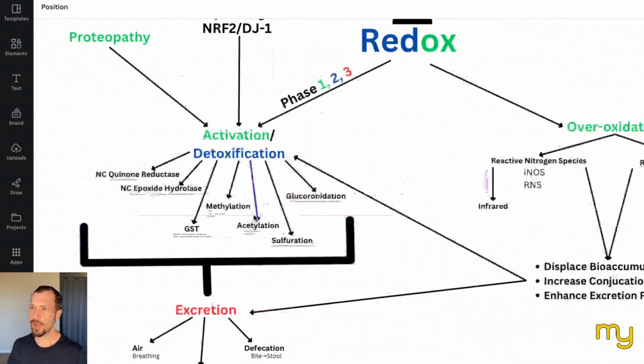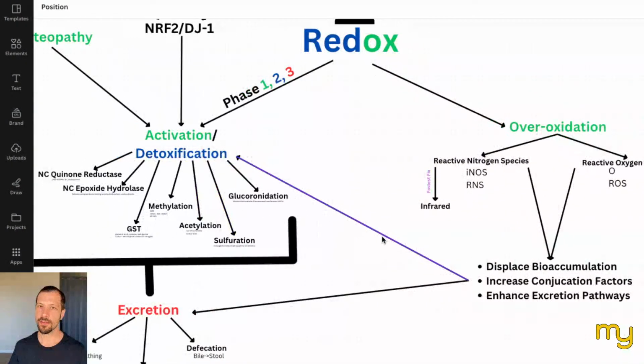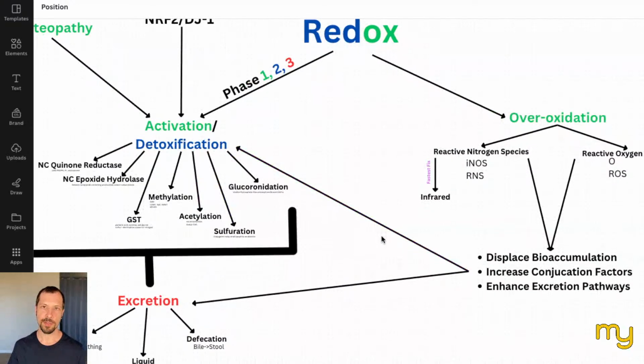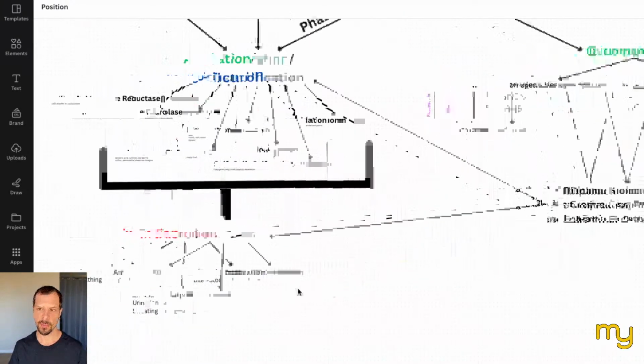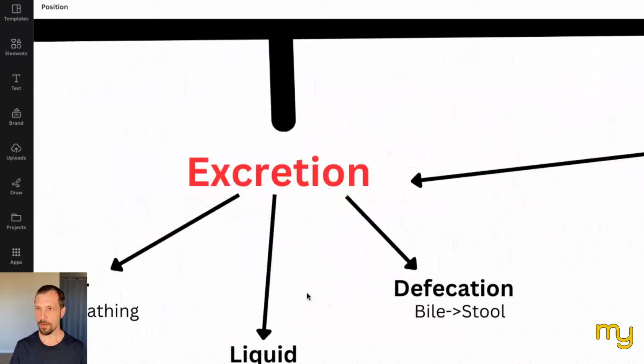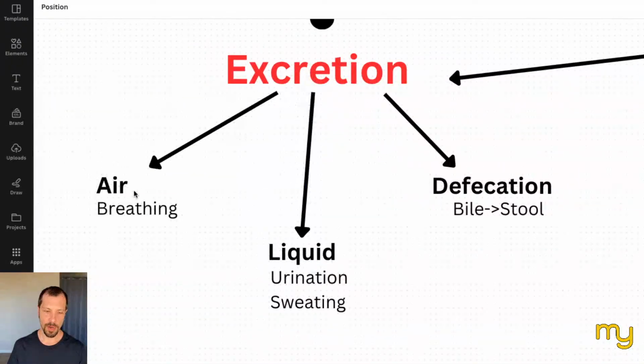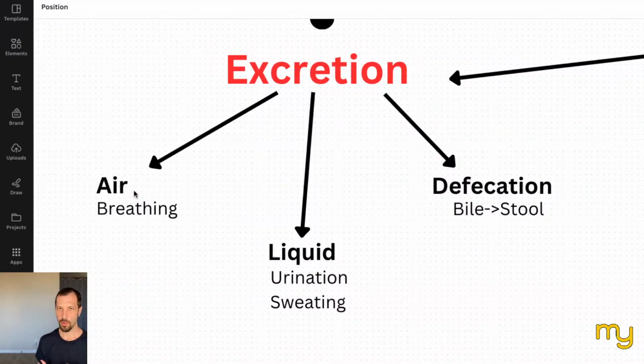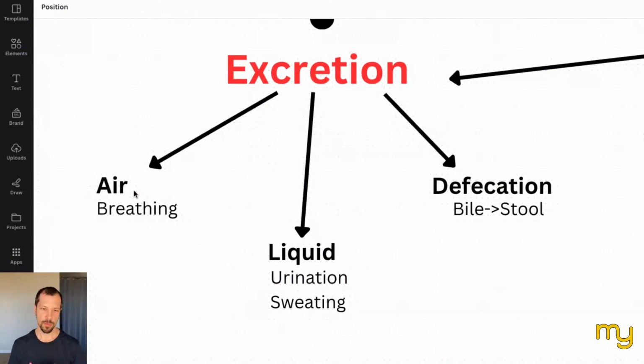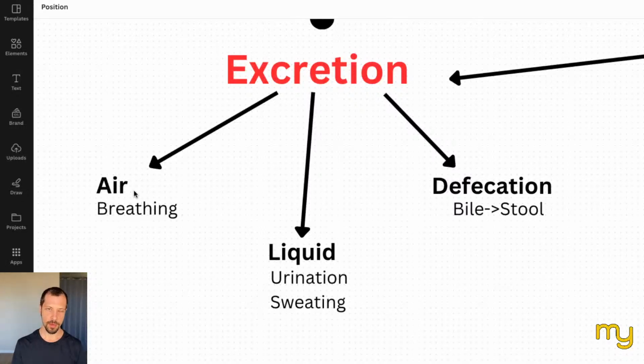Now, when we've talked about increasing the conjugation factors, we're going to last talk about how to enhance these excretion pathways. Through excretion, we want the correct air. We want to be breathing out. We don't want to be repolluting our lungs. So we want to make sure that we're doing belly breathing, doing it through the nose, doing all those pathways correctly, but also that our air quality, whether it's indoor or outdoor air quality, is not hindering this process.